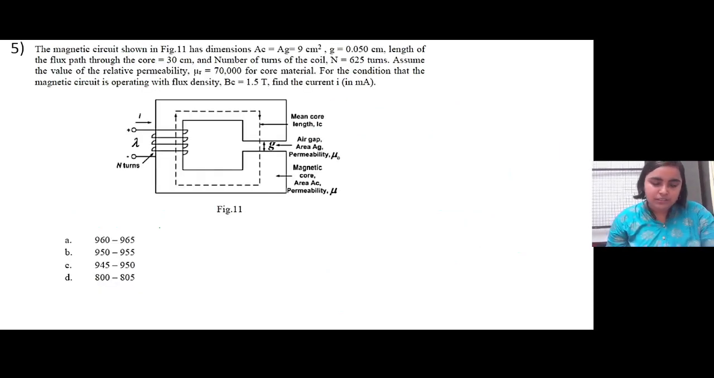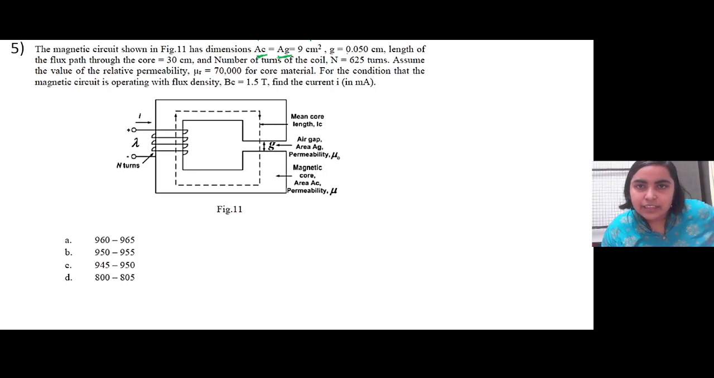Here a magnetic circuit as shown is given, where the air gap, denoted by Ag, is given, then the magnetic core area is given as AC. Both of these are equal to 9 centimeters square.